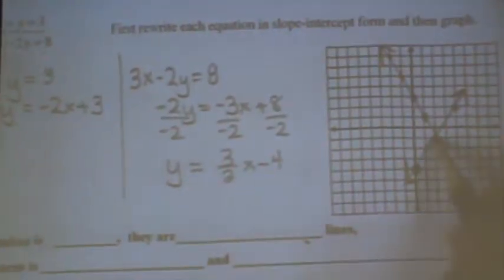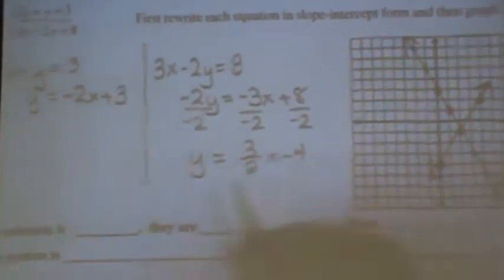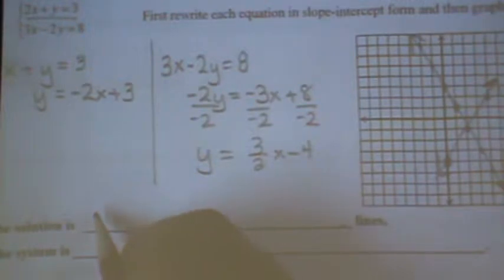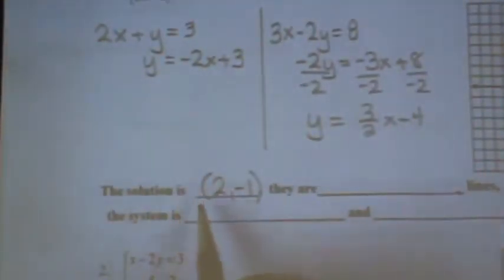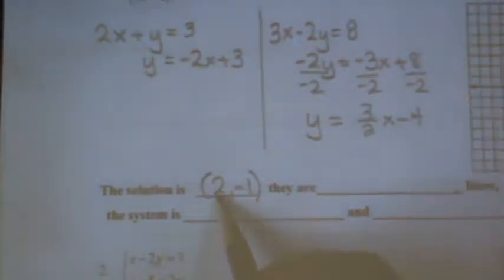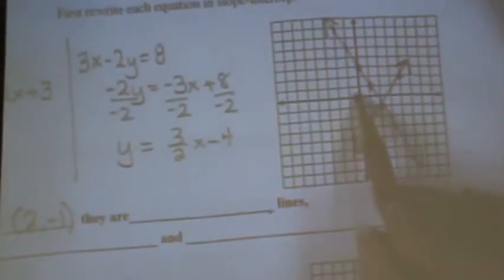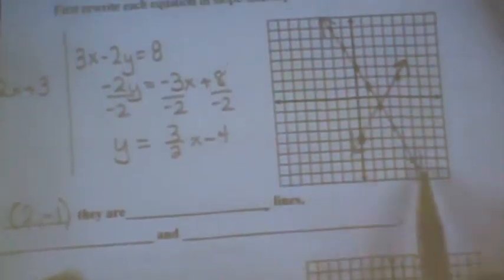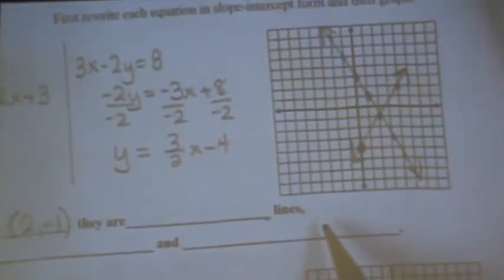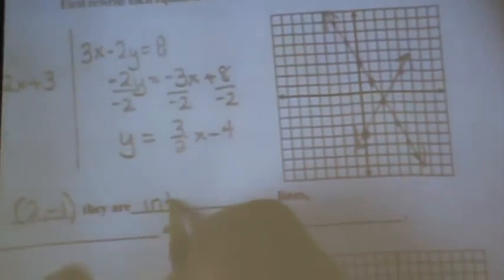Can you tell me what ordered pair that is? 2, -1. What is it? 2, -1. That would be the solution. So the solution to this system is the ordered pair 2, -1, right there. You went over 2 and down 1. Can you describe these two lines? What are they doing? Are they parallel? They're intersecting lines.